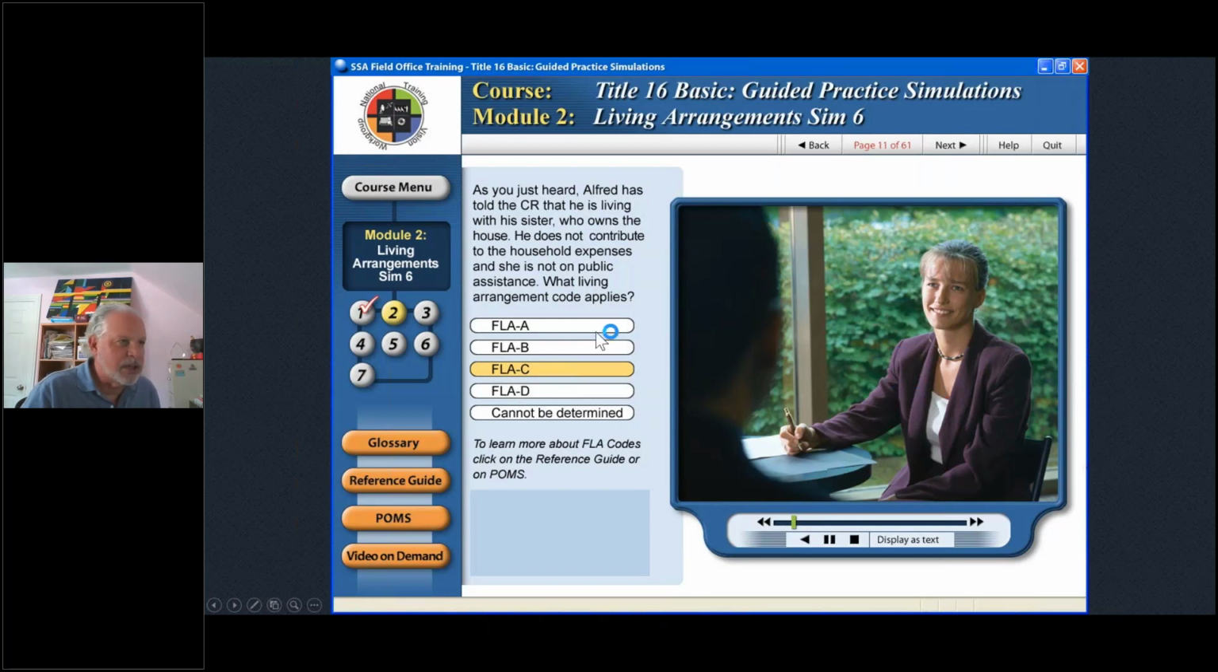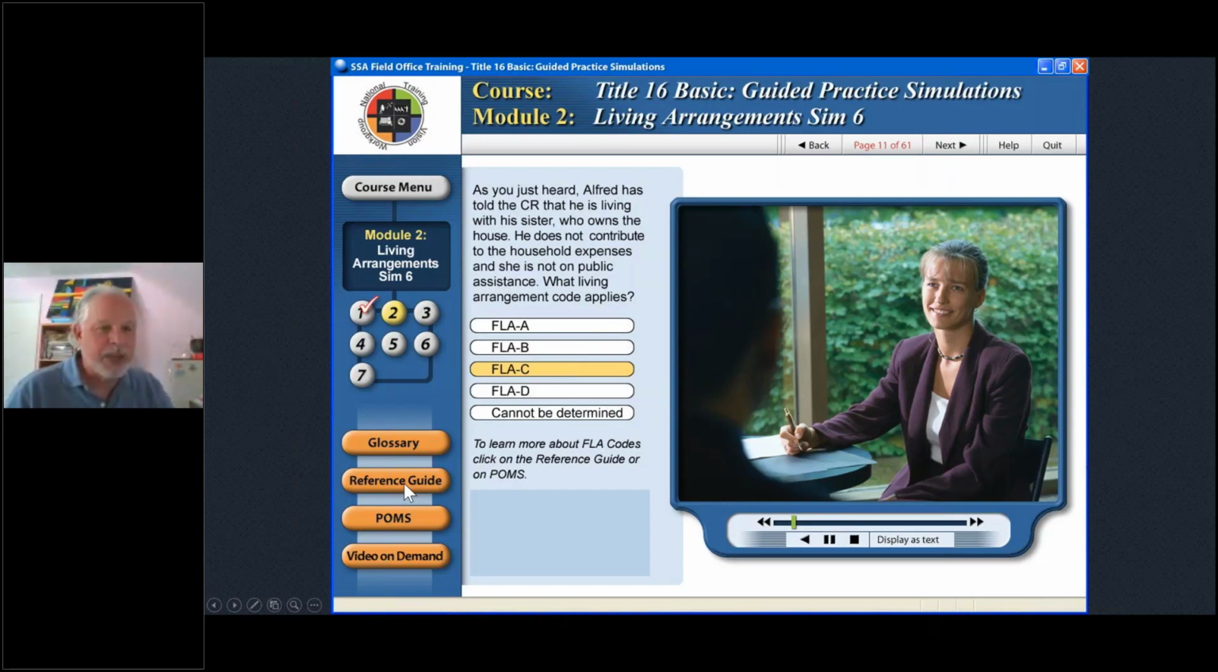Here's the situation. They're talking to you. You hear this person told the customer representative that he's living with his sister, blah, blah, blah. He doesn't have household expenses, whatever. Question is, what living arrangement code applies? Instead of presenting all that information, we say, I don't know. Oh, that's a teachable moment. I'll click on the reference guide and I can see right then and there. So I click and it takes me to a reference guide. Now the reference guide is nice and organized according to that nice hierarchy, right?